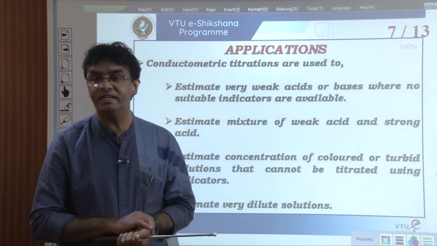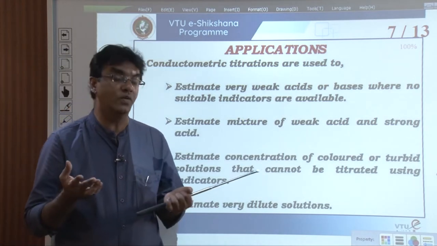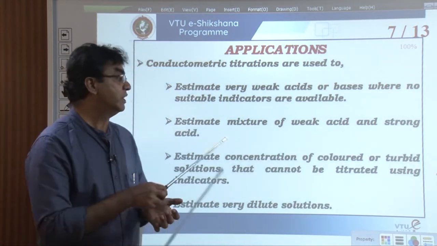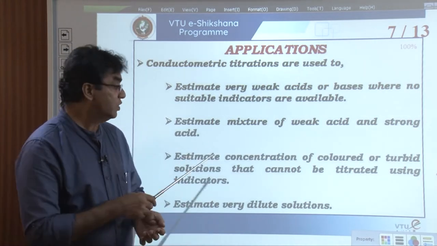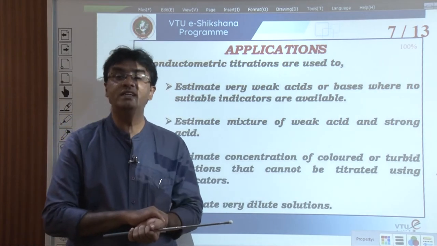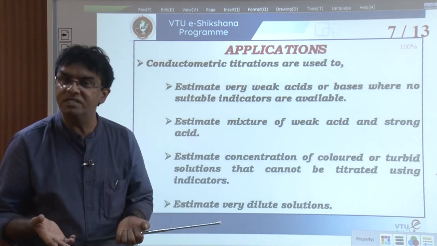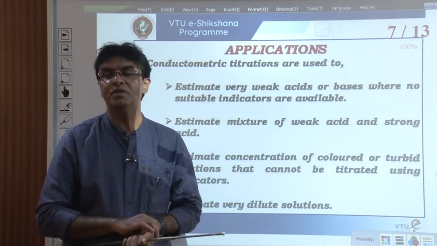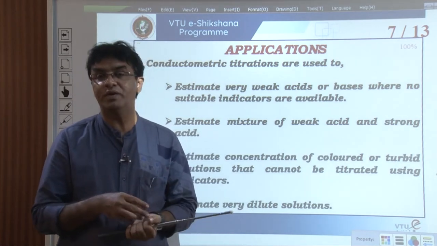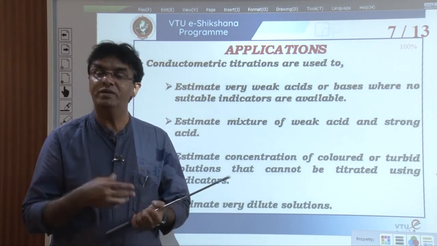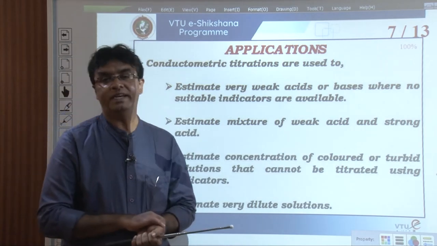Therefore, conductometric titration can be used in the case of very weak acids and bases where no indicators are available. It can also be used to estimate mixtures of weak acids and strong acids. And it is also used to estimate the concentration of colored and turbid solutions. Whenever a chemical solution is colored or turbid, it is not possible to estimate its concentration by using the normal titration method with any suitable indicator. In that case also we can go for the conductometric titration method.